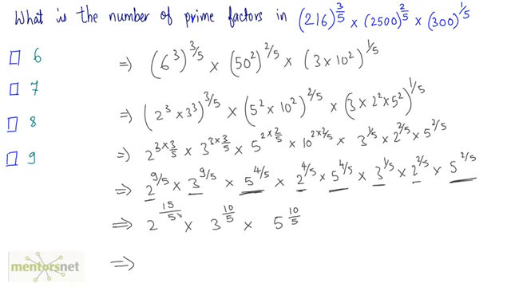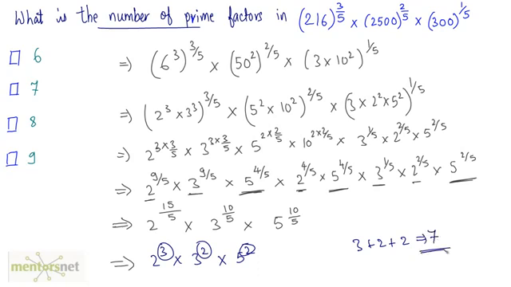So I can write this as 5 times 3 is 15. So 2 raised to 3 times 3 raised to 5 2s are 10. So 3 raised to 2 times 5 raised to 10 by 5 is 2. So there are these much of prime factors. So the total number of prime factors is 3 plus 2 plus 2, and 3 plus 2 plus 2 is 7. So the total number of prime factors are 7 in this expression.